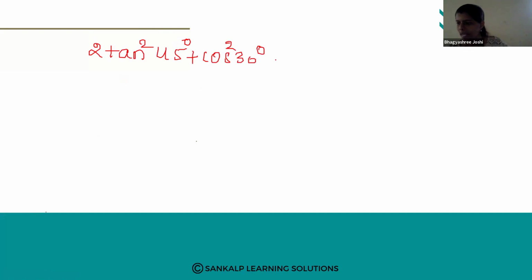2 tan square 45 degree plus cos square 30 degree minus sin square 60 degree. Find out the value of this. So, how to find out the value of this?